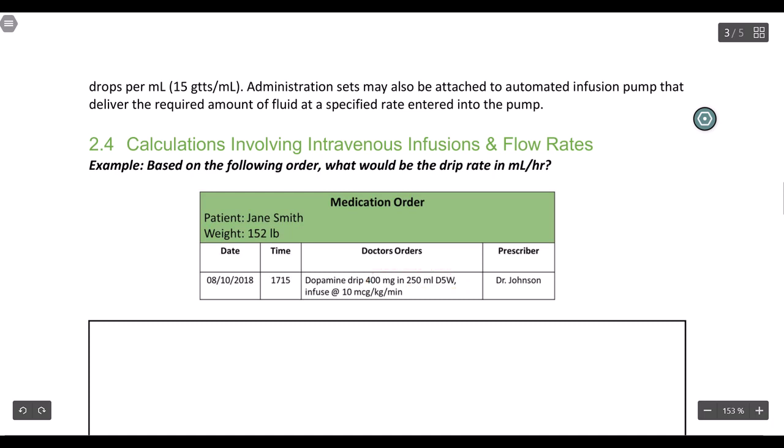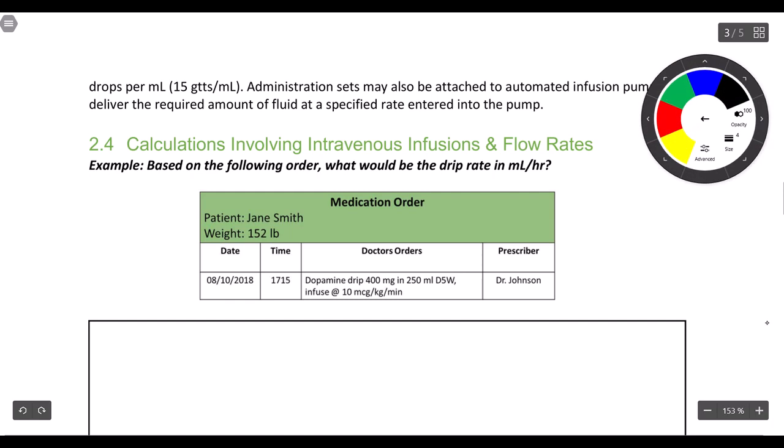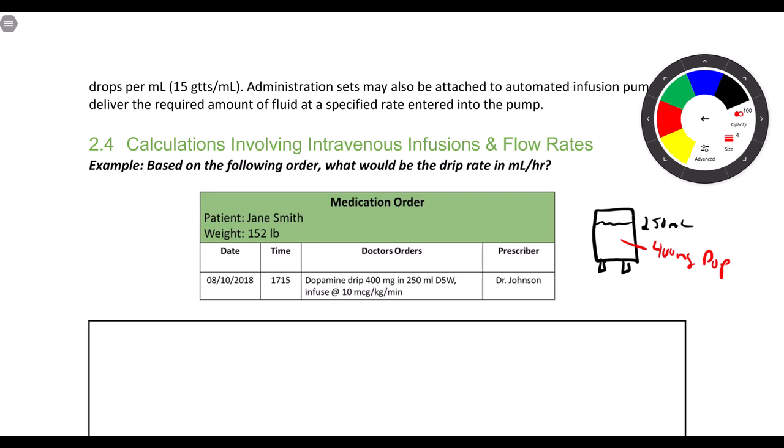So the drug is going to be in an IV bag. This is our IV bag. This IV bag has 250 mLs, and inside of that IV bag is the drug. We've got 400 milligrams of dopamine. So that's the concentration, 400 milligrams of dopamine in 250 mLs. That's the first part. And this is 250 mLs of D5W, as you see there.